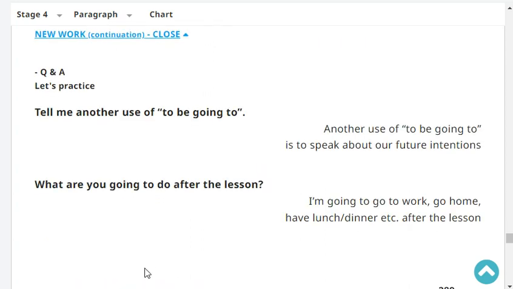Let's practice. Tell me another use of to be going to, please. Another use of to be going to is to speak about our future intentions. What are you going to do after the lesson?